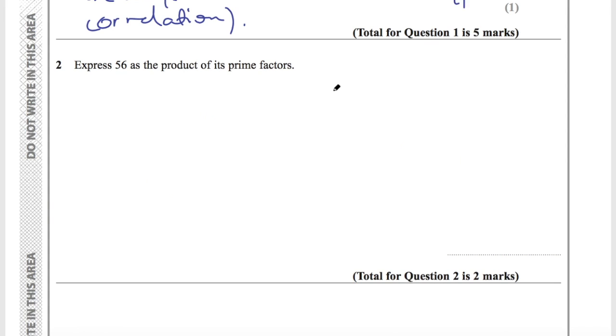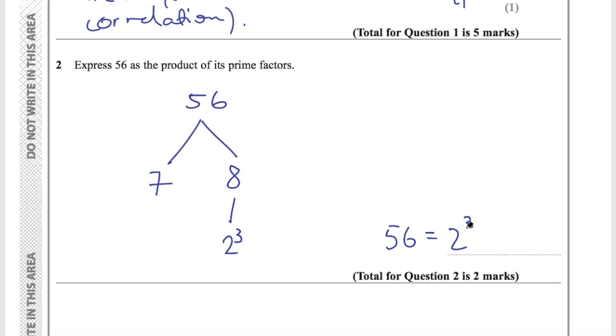Okay. Question 2 says, express 56 as a product of its prime factors. So we need to split 56 into its prime factors. We can start off with, say, 7 and 8. 7 is a prime factor, and then 8 we can say is 2 cubed. So 56 is going to equal 2 cubed times 7.